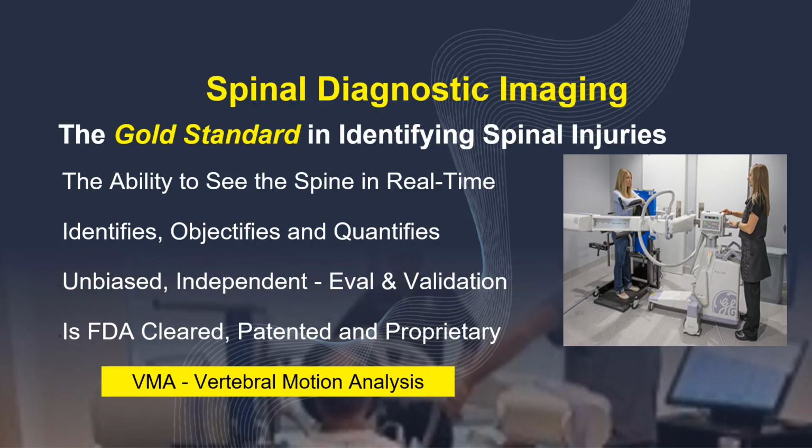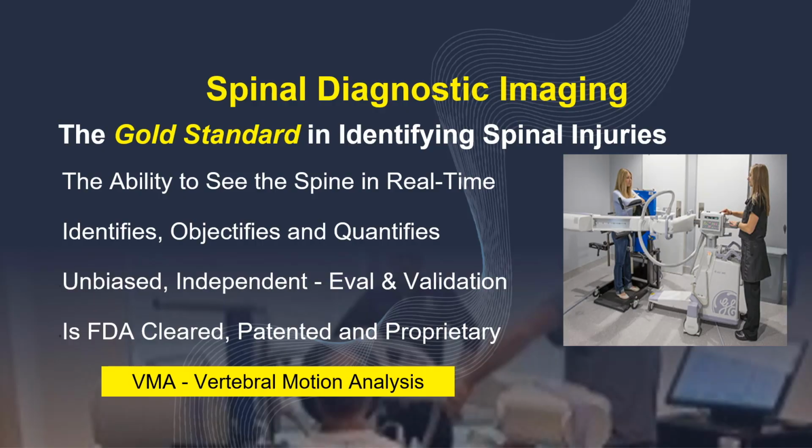And here's why you should refer your patients for this testing in your area. It gives you the ability to see the spine in real time, which is unique to VMA, and X-ray and MRI can't do that. It identifies, it objectifies, and it quantifies this injury. It's unbiased and independent, and the evaluation and validation are done outside your office, which is critical if you're doing any personal injury cases.